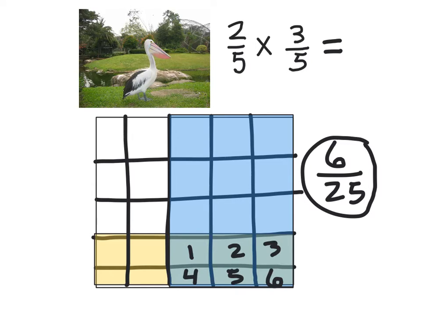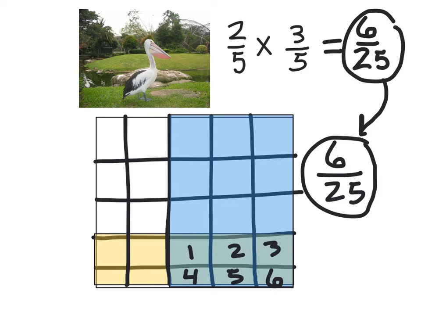2 times 3 is going to give me 6, and then 5 times 5 gives me 25, and lo and behold, my friends, 6/25 agrees with our algorithm. Oops, I'm sorry, this is the algorithm. It agrees with our mathematical model right there, and that is always beautiful, my friend.